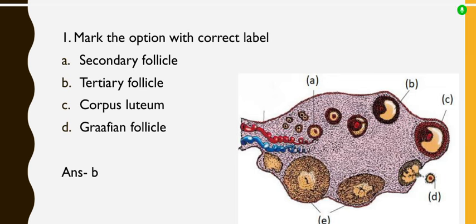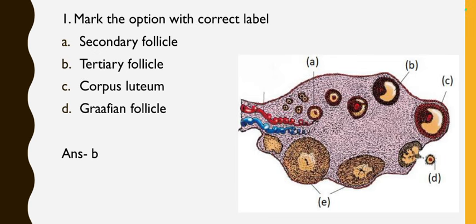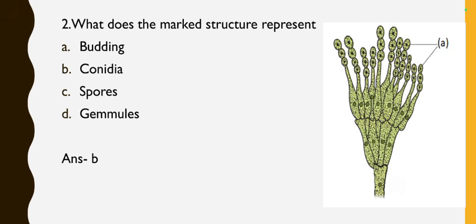In this diagram of the ovary, mark the option which is the correct label. It is option B, tertiary follicle. B is a tertiary follicle. What does the marked structure represent? The marked structure is A, that is conidia.